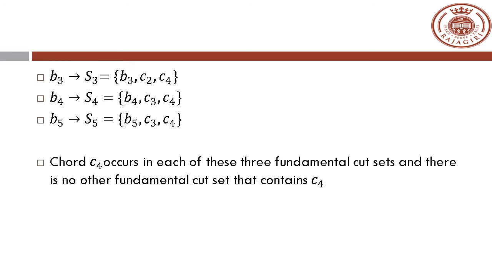In all the sets, we can see that C4 occurs in each of the fundamental cut sets. That is, chord C4 occurs in each of these three fundamental cut sets, and there is no other fundamental cut set that contains C4. That is the explanation of the theorem.